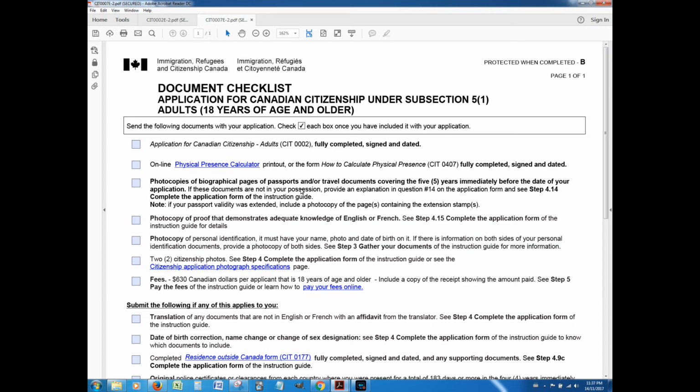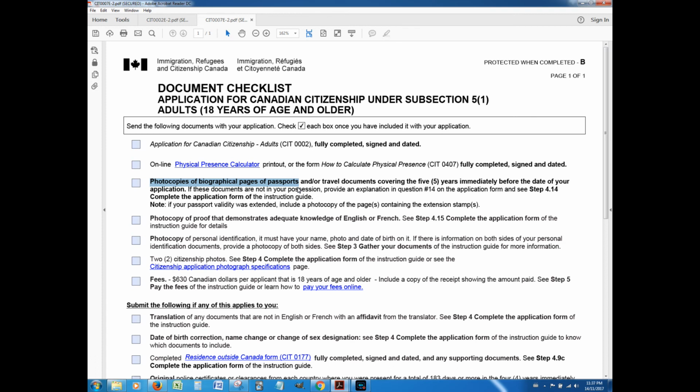Now, what's important to note about this line in the document checklist is that some people usually just photocopy their photograph page and the page with the name and the expiry information and all of that. No, that is completely wrong, because you're sending them the physical presence calculator, right? So you want to send them all of the pages of your passports that are valid within the last 5 years. This is very important, people, because how else are they going to verify your entries and leavings?